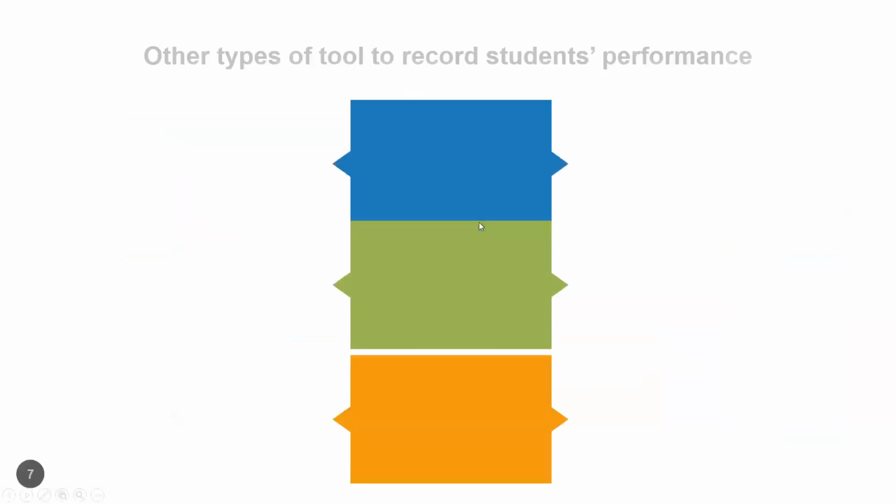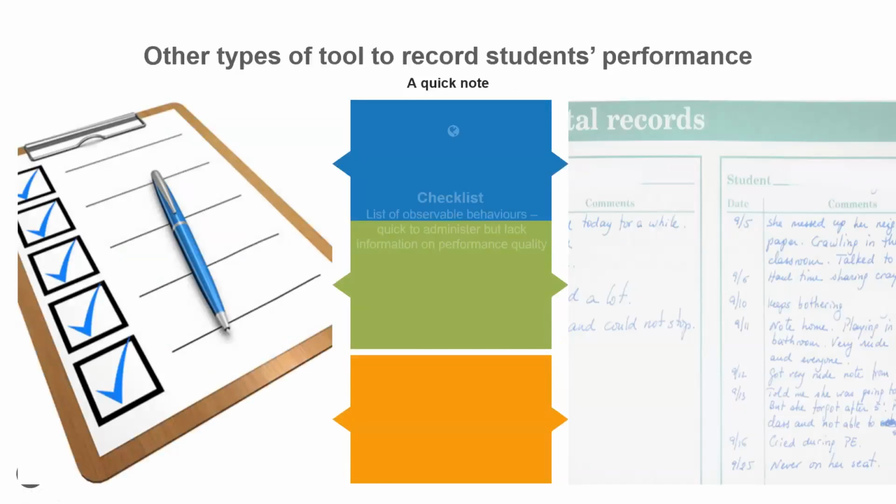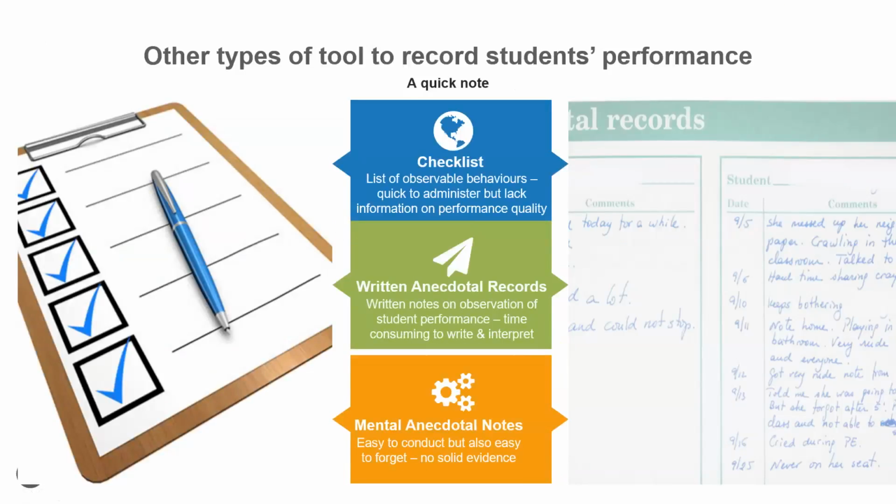Okay. Right. Remember I said that apart from rubrics, there are also other types of tools that you can use in order to record students' performance. I know Dr. Shah used to ask me whether I can talk about checklists and anecdotal notes. I have not used checklist and anecdotal notes before, simply because they are not suitable for my course.